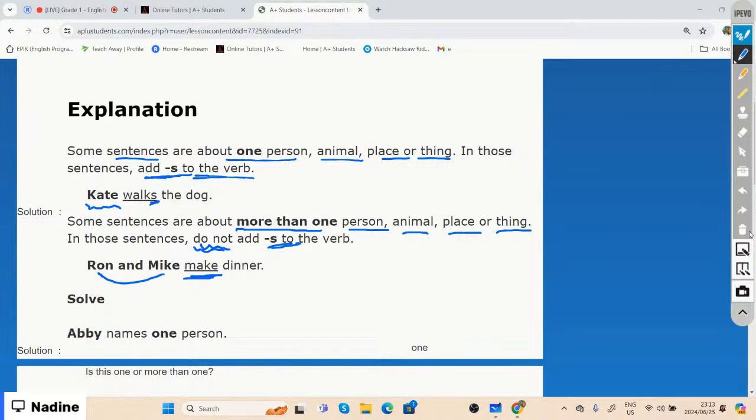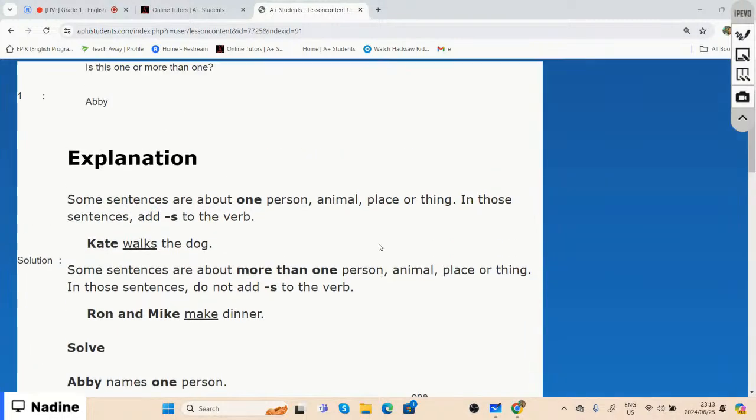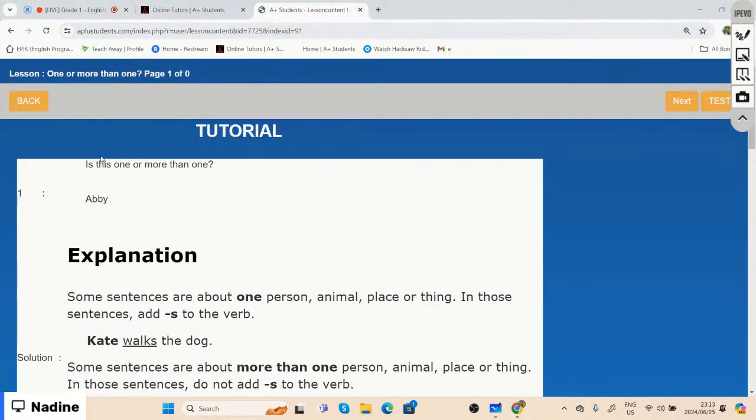All right. So now if we look at an example, you need to either answer the question, is it one or is it more than one? It says, is this one or more than one? Look at the word Abby. Are we referring to Abby as one person, or are we referring to Abby as more than one person? That is correct. Those are basically verbs, right?